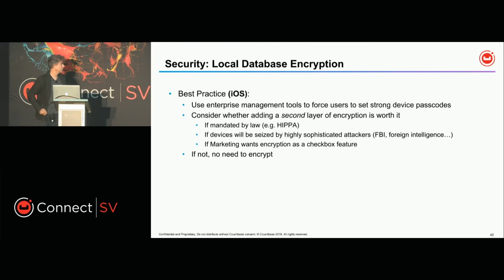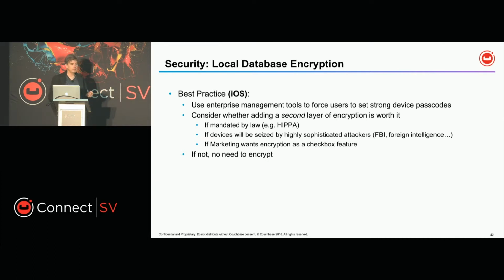So really the best way to get encryption with iOS is that you use one of these enterprise management tools to mandate that every user of the device has to have a strong passcode on their device, like not a 4-digit number, but an actual alphanumeric passcode. That provides pretty good encryption. There are cases where you may have to add your own. It's mandated by law for something like healthcare applications in some cases.